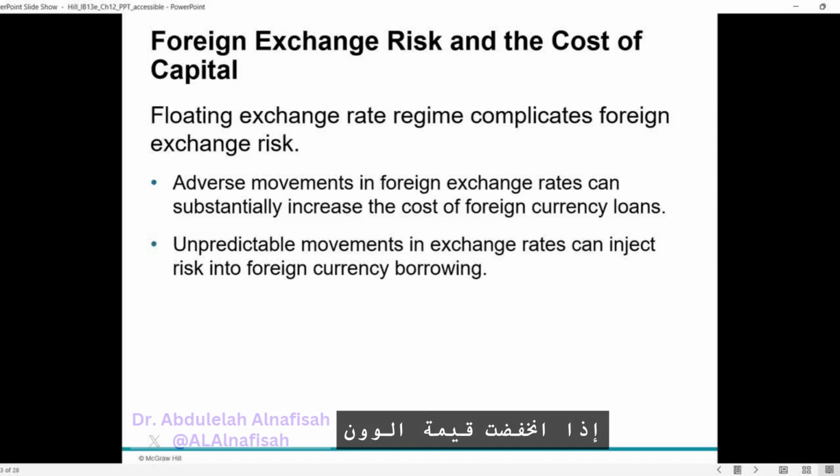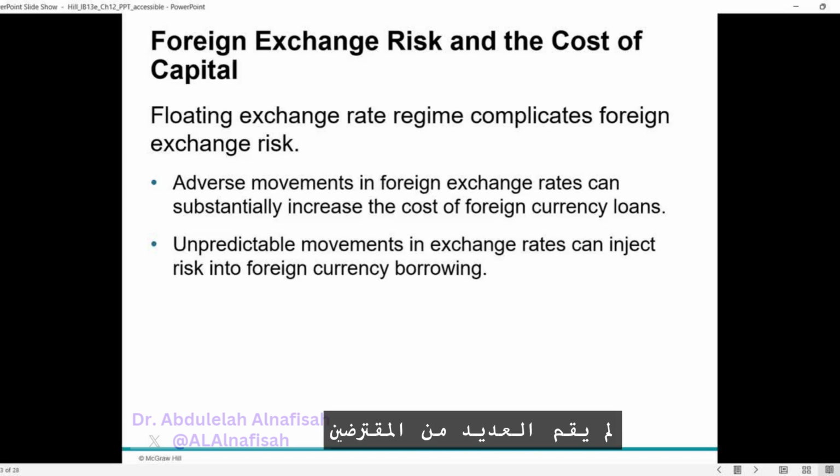However, if the won depreciates against the dollar, the cost of repaying the loan in won increases dramatically, as happened during the crisis when the exchange rate moved from $1 equal W1,000 to $1 equal W1,500. This resulted in a significant increase in the firm's borrowing costs, from 6% to 59%. To mitigate this risk, firms can use forward contracts to lock in an exchange rate, which can protect against unfavorable fluctuations but increases the cost of capital.